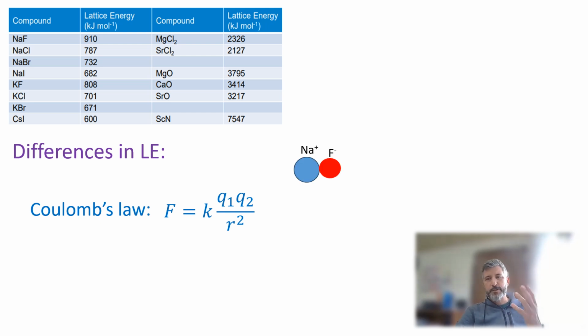Okay, so let's take a look at an example here. Let's say we have sodium fluoride. So sodium is +1 and fluoride is -1.